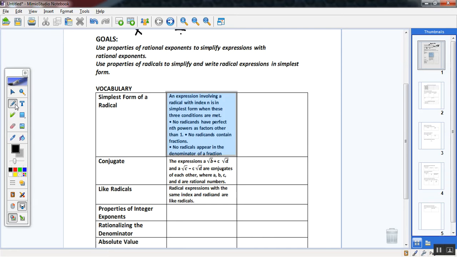Okay, so there are a lot of terms there that we need to satisfy, and we're going to revisit this again. But again, no radicands. What the heck is a radicand? Anybody know that? Why don't you tell me first? I'm going to help you. Anybody have an idea?